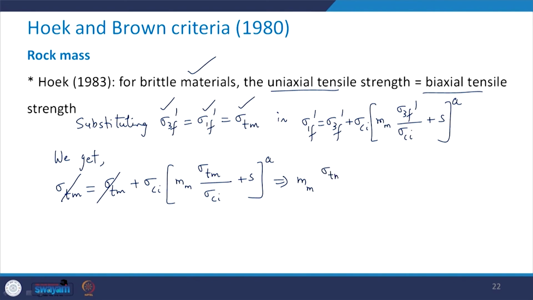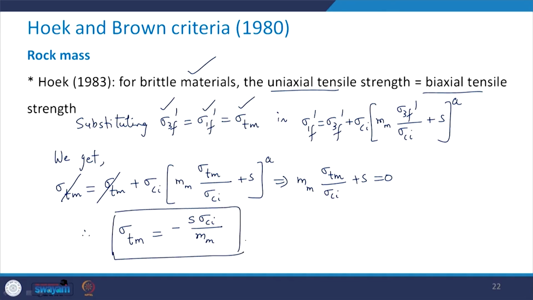So, what you are going to get from here is sigma Tm upon sigma Ci plus s would be equal to 0, and therefore, we will get sigma Tm equal to minus s sigma Ci upon mm. So, this is how, in such situation for brittle materials only, you can get the tensile strength of the rock mass in such manner.